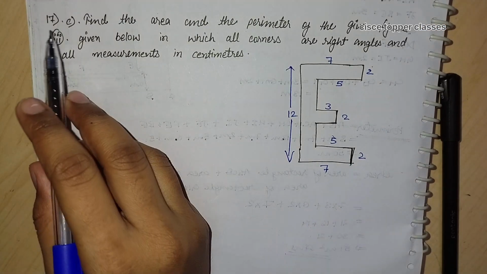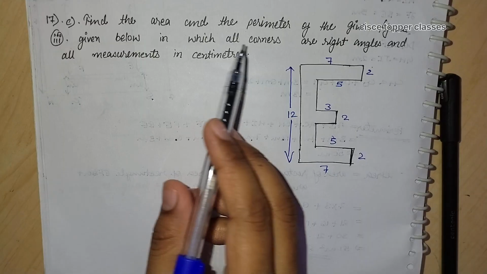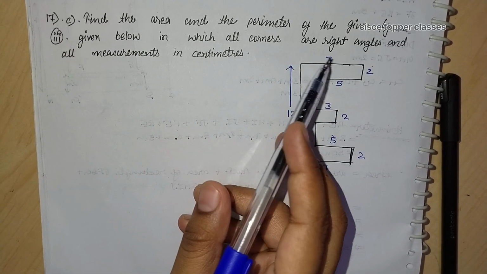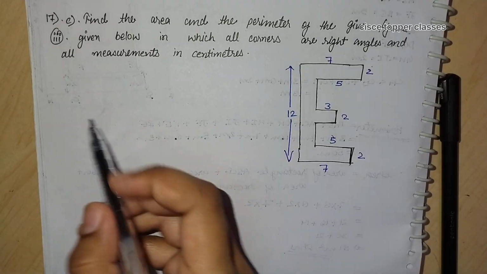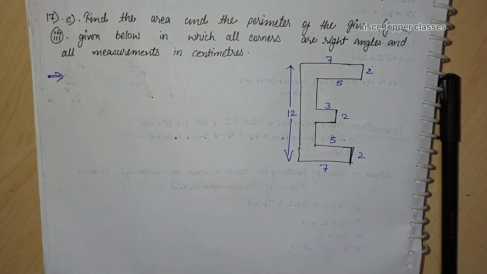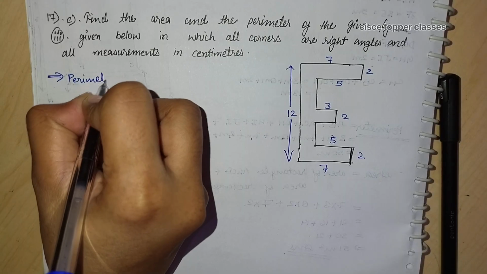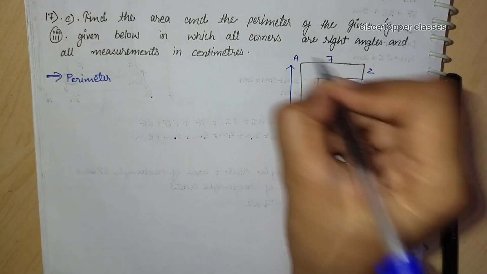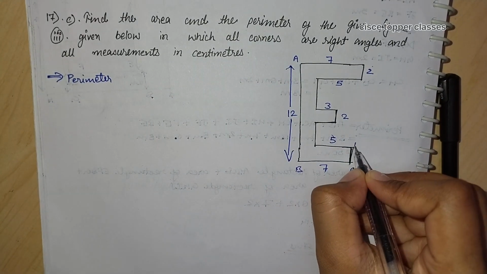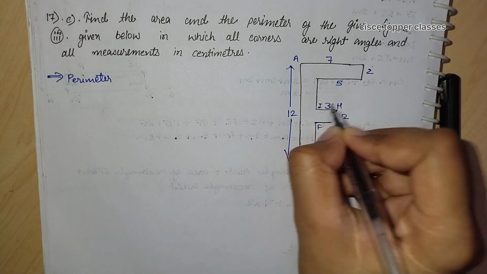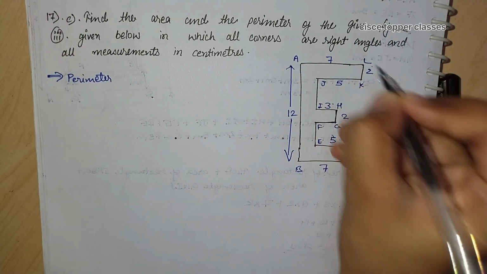Now let us solve the third part of question 17. We have to find the area and the perimeter of the given figure, in which all corners are right angles and all measurements are in centimeters. So here we can write the perimeter. Let these points be A, B, C, D, E, F, G, H, I, J, K, L.